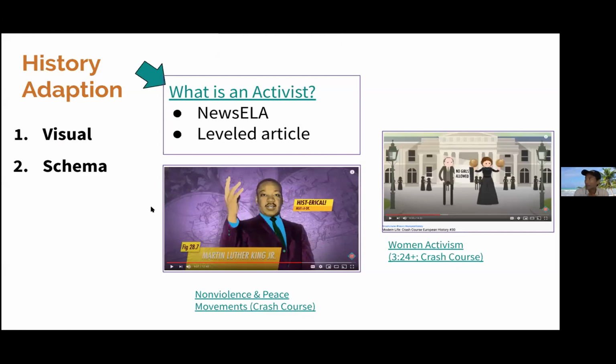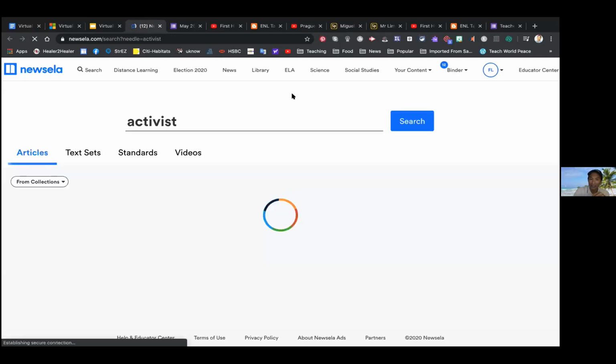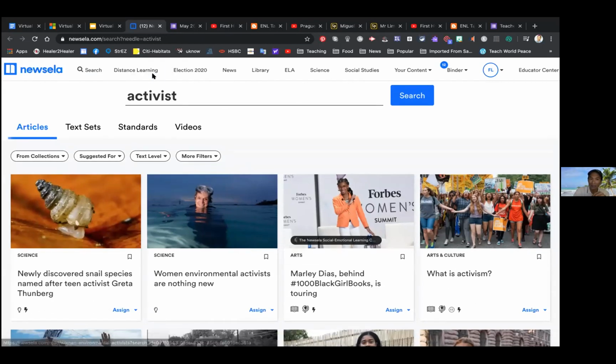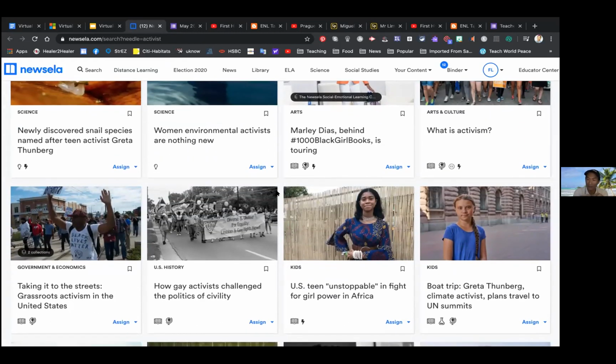Right, and the last part of this presentation has to do with the historical background as well, moving into the social studies, activists and explorers. You can find a lot of articles in News ELA, and depending on the Lexile level of your students, you can select based on your topic, like activists, right? So there's lots of articles here that you can choose as part of your data gathering for the students.